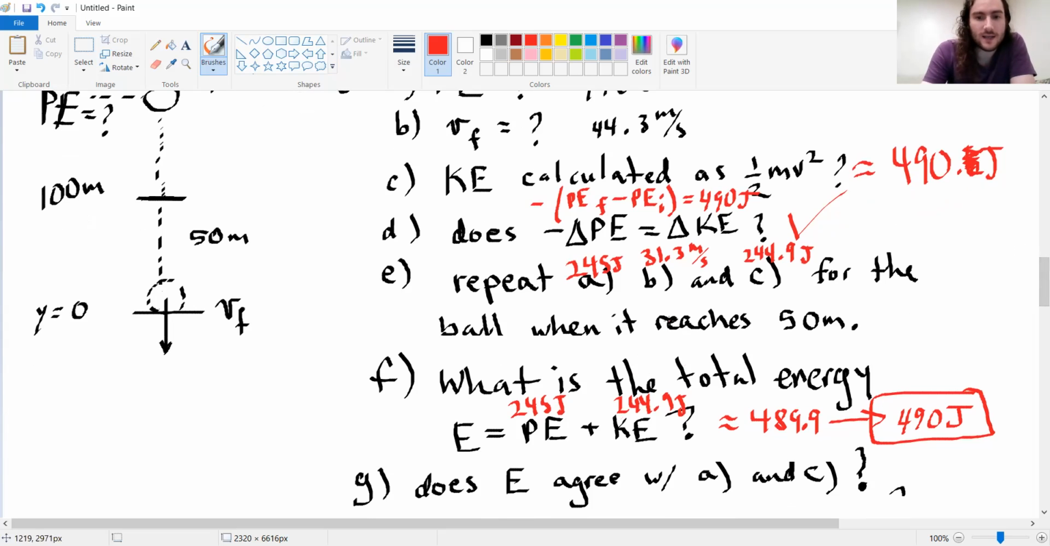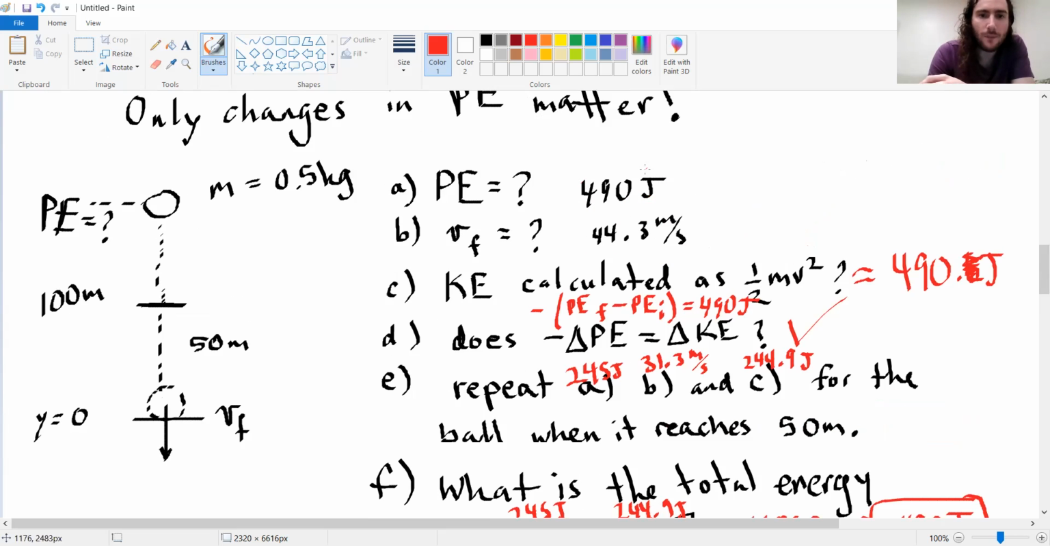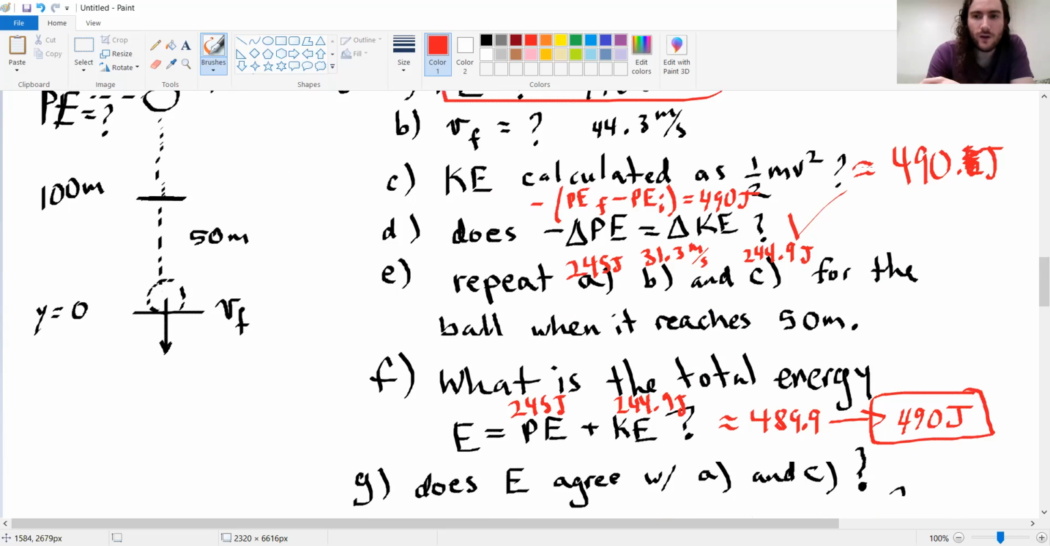So the last part, does E agree with A and C? What's the answer? Does the total energy agree with what we calculated at the top when it only had potential energy? And does it agree with what we calculated when it was at the bottom when it only has kinetic energy? The answer is yes, exactly. So that's energy in a nutshell for you guys. So hopefully you're well equipped to tackle the homework problems.